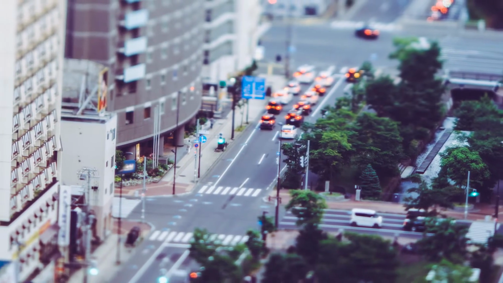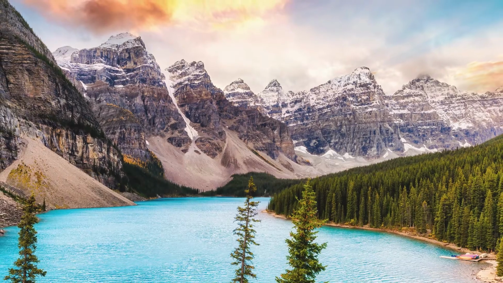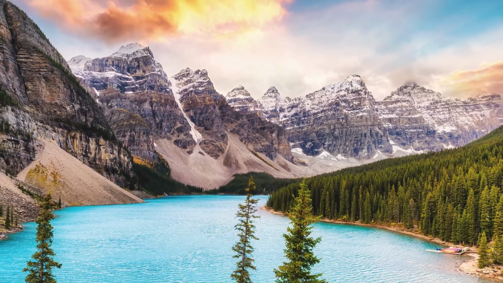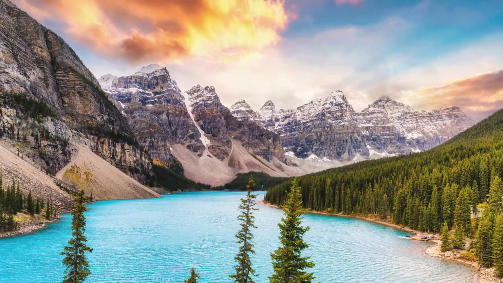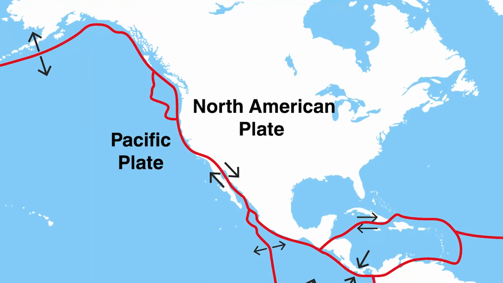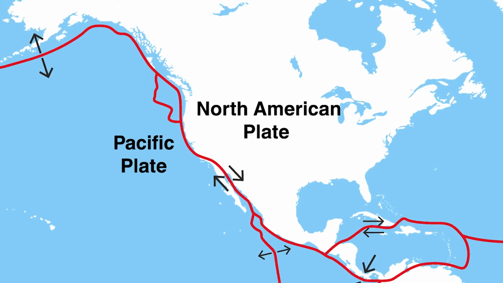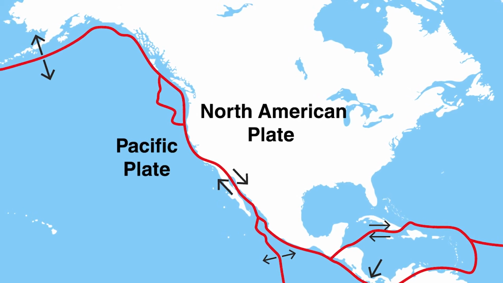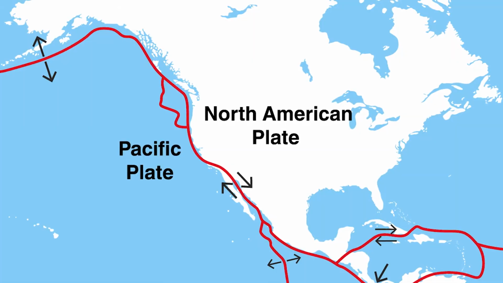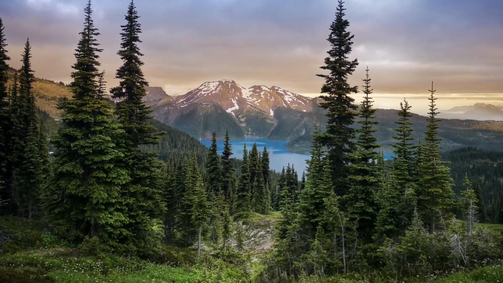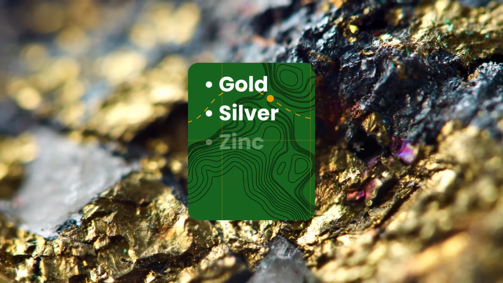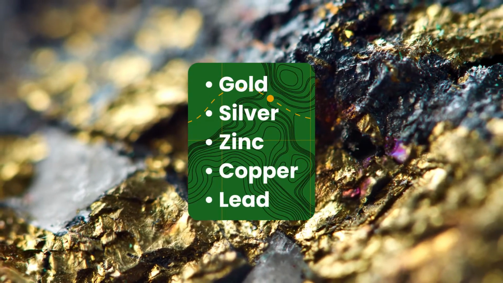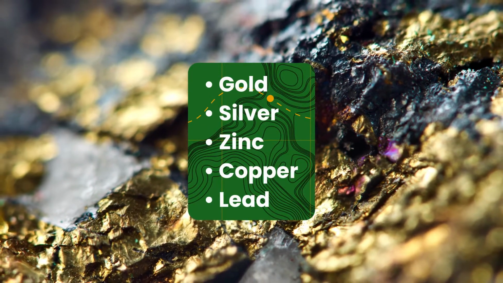The Western Cordillera, also known as the Rocky Mountains, have spatial significance because of how plate tectonics form them. The converging of the Pacific and North American plate created the Western Cordillera. This mountain range is spatially significant because of the natural resources that are found there. Minerals such as gold, silver, zinc, copper, and lead are all located in the Western Cordillera.